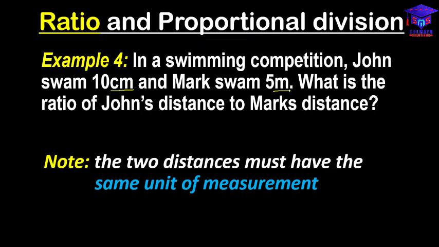There is an important thing that we have to note over here. So we have to note that always the two distances must have the same unit of measurement. The two distances must have the same unit of measurement. But in this our example, the units of measurement are not the same. Therefore, we cannot express these two quantities as ratios. We cannot write that the ratio is 10:5, because the units of measurement are not the same.